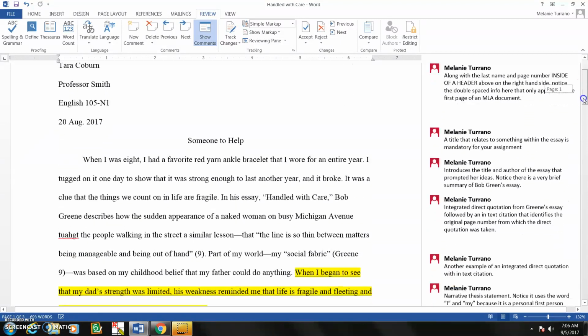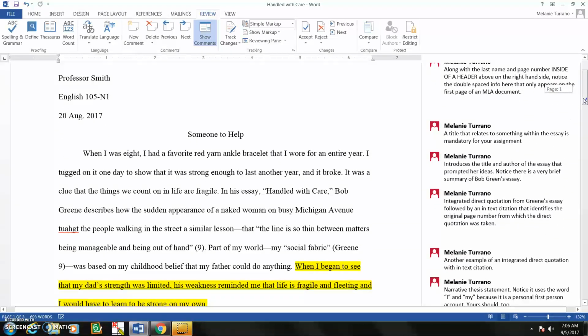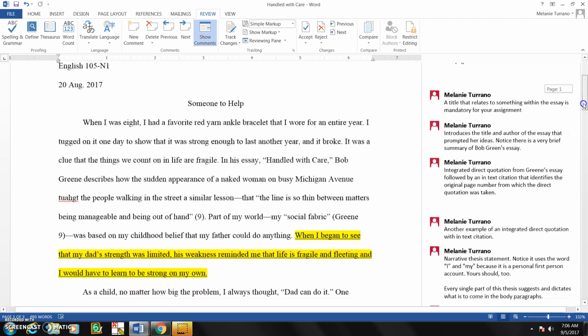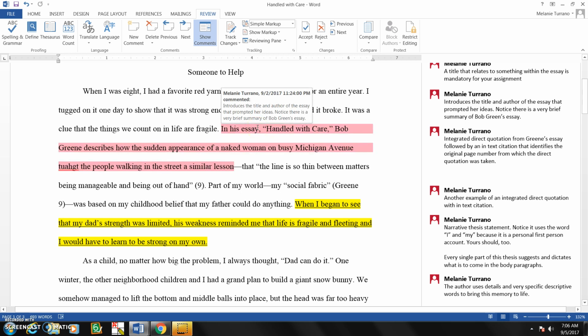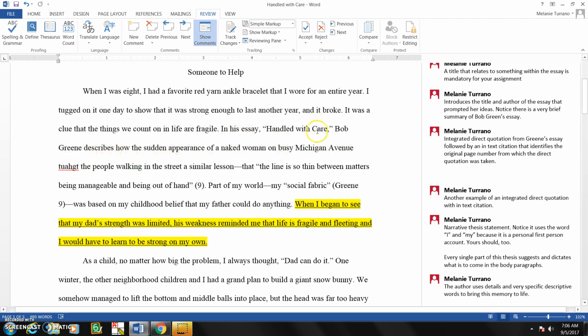She, as you know, was 8 years old, and she started out talking about a red yarn bracelet that she wore around her ankle. I remember having one of these. She tugs on it and it breaks, and that is her way of bringing us into this interesting account. First thing she does, and you should do this as well in your essay, is she refers to his essay by title, Handled with Care, and author, and then she provides a very short summary of his essay.